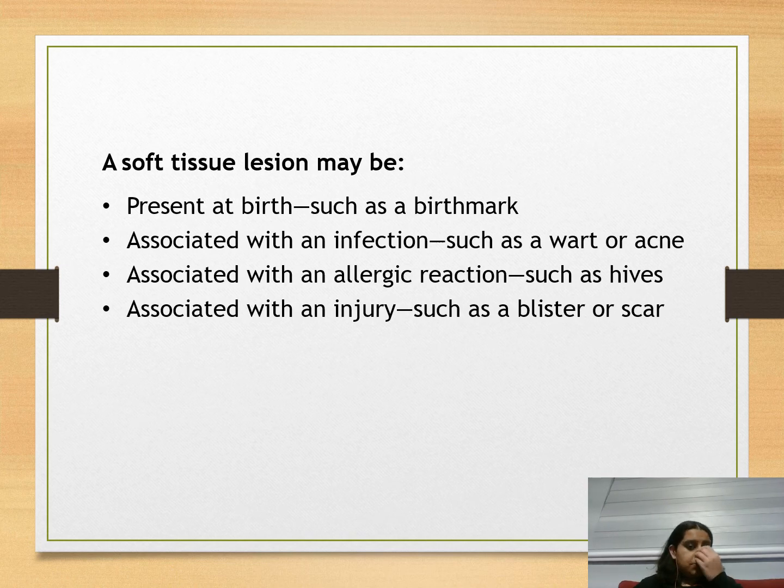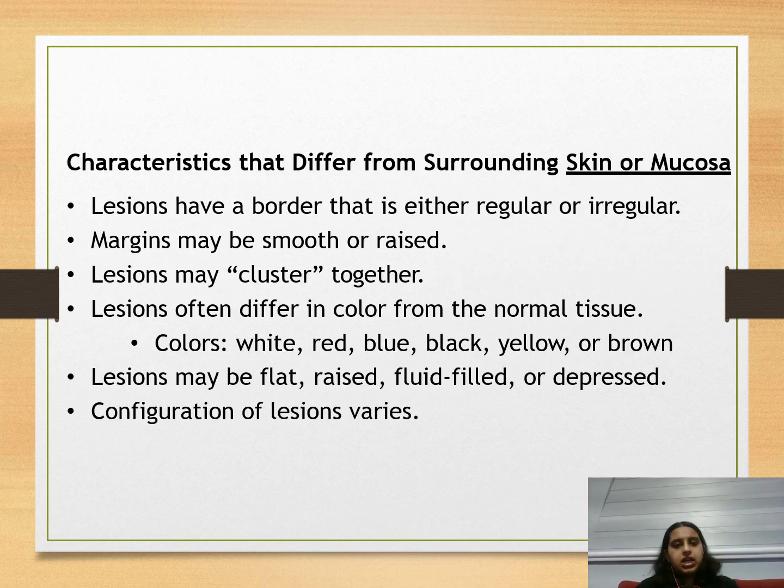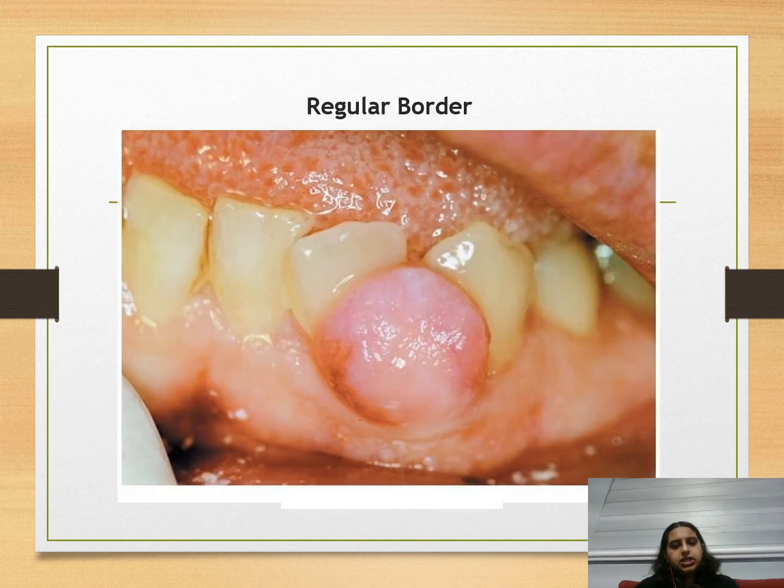So these are just examples of soft tissue lesions, and anything that can be an allergic reaction can be a sign of hives, injuries, blister, scar, birthmark, things like that. I'm not going to go into too much detail about everything here. These are some good points that you can look into. They're just going to go over the traits, and like I said earlier, this is a reference for you as well. Take this, print it out, put it in your binder, things like that.